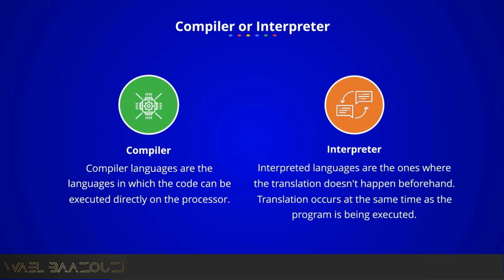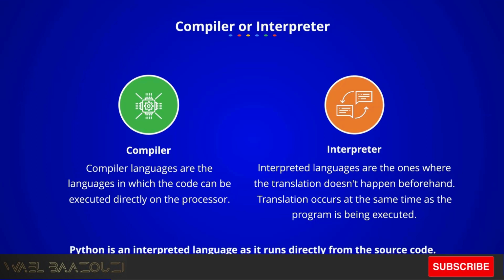Interpreters will run through a program line by line and execute each command without previously converting them to object code or machine code. Interpreted languages were once known to be significantly slower than compiled languages, but with the development of just in time compilation, that gap is shrinking. Examples of common interpreted languages are PHP, Ruby, JavaScript, and of course Python, since it runs directly from the source code.